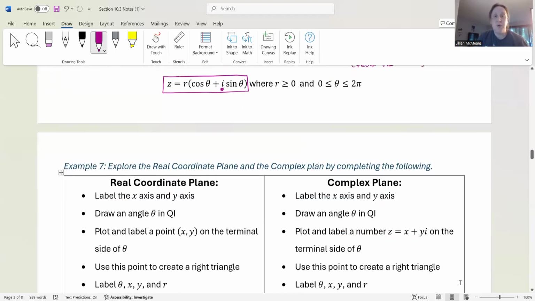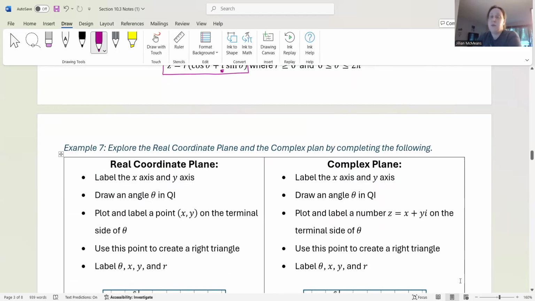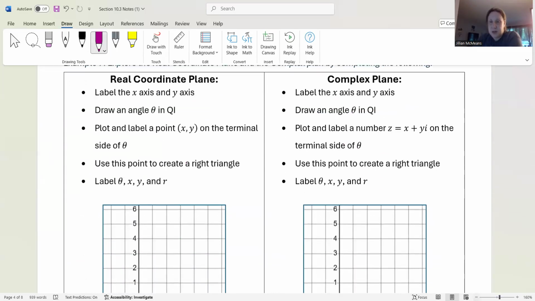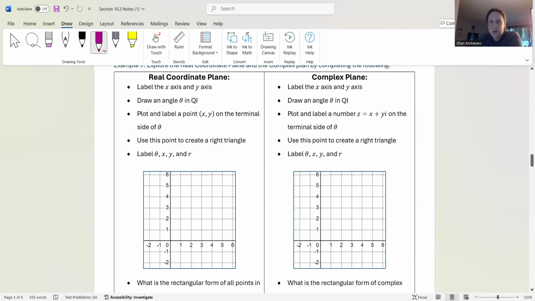Okay, so explore the real coordinate plane and the complex plane by completing the following. We are going to label again. Let me actually shrink this so we can hopefully see all of it. That's close enough. Okay, so for the real coordinate plane, we've got to make sure we understand the two axes. This is the y-axis. This is the x-axis. Okay?